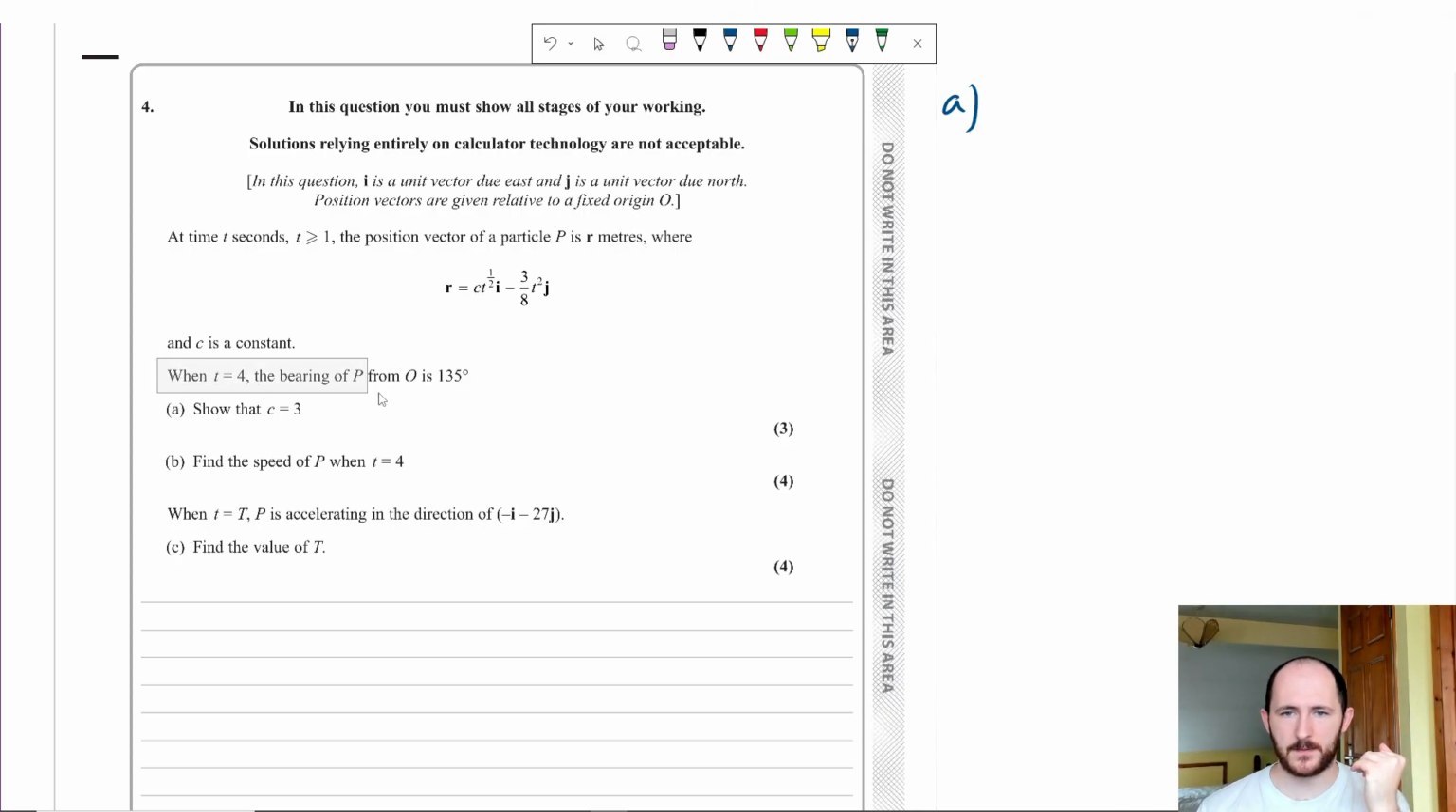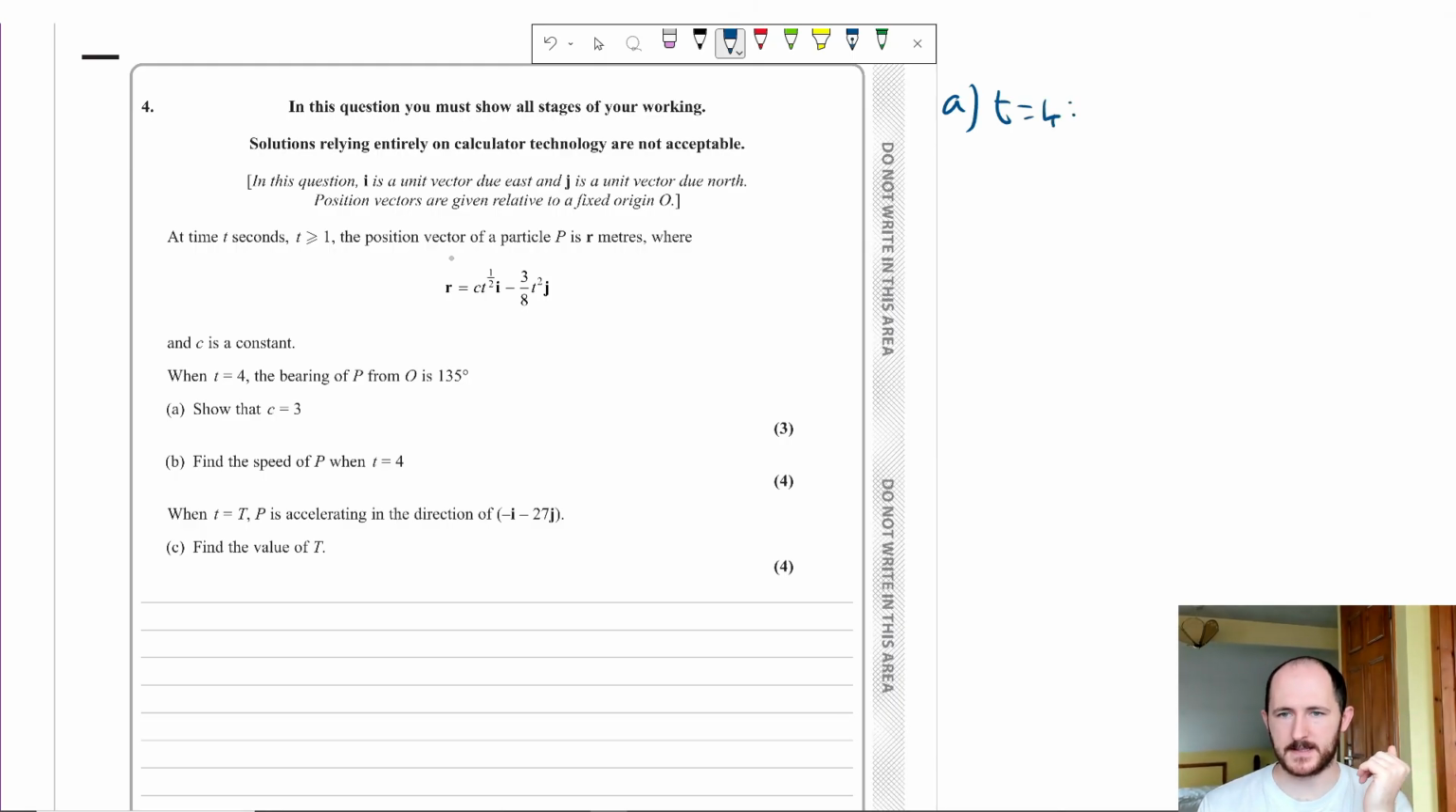It says when t equals 4, the bearing of P from O, if you notice, of P from O. So in other words, the position vector will make a 135 degree angle. That's the key thing there. So again, when t is 4, the bearing of P from O, so the position vector, is 135 degrees. That means if I sub in t equals 4, the resulting vector should be at 135 degrees to the j vector, to the north line. So let's do that. Let's sub in t equals 4.